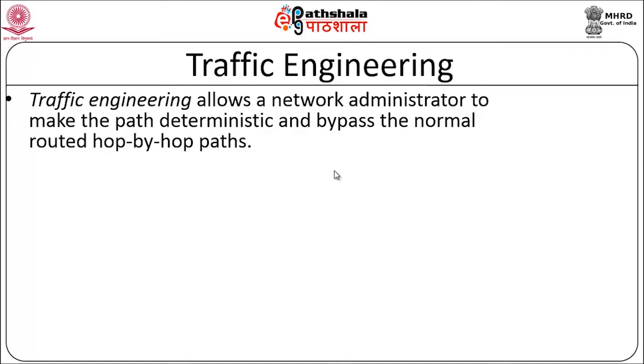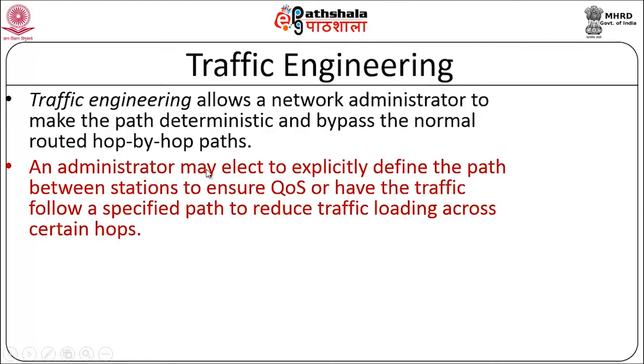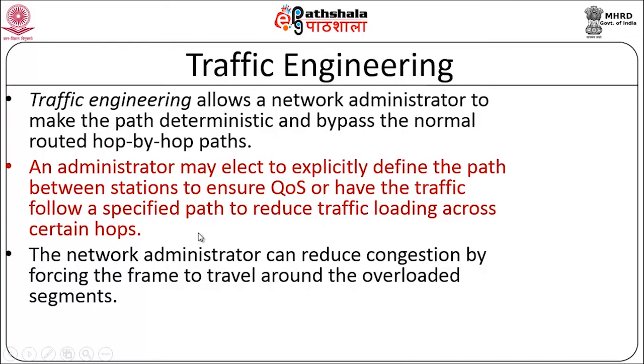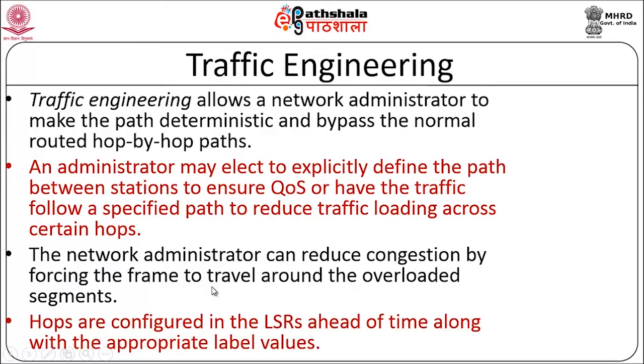So that is something that we normally need in order to provide the quality of service that is required by certain customers. An administrator may elect to explicitly define the path between stations to ensure QoS, or have the traffic follow a specified path in order to reduce the traffic loading across certain hops. Now these are all things that are part of traffic engineering. The administrator may want to do all these things. Similarly, to handle congestion and to force the frame to travel around overloaded segments, that's also something that comes under the purview of traffic engineering. Now these things can be easily supported with the help of MPLS.